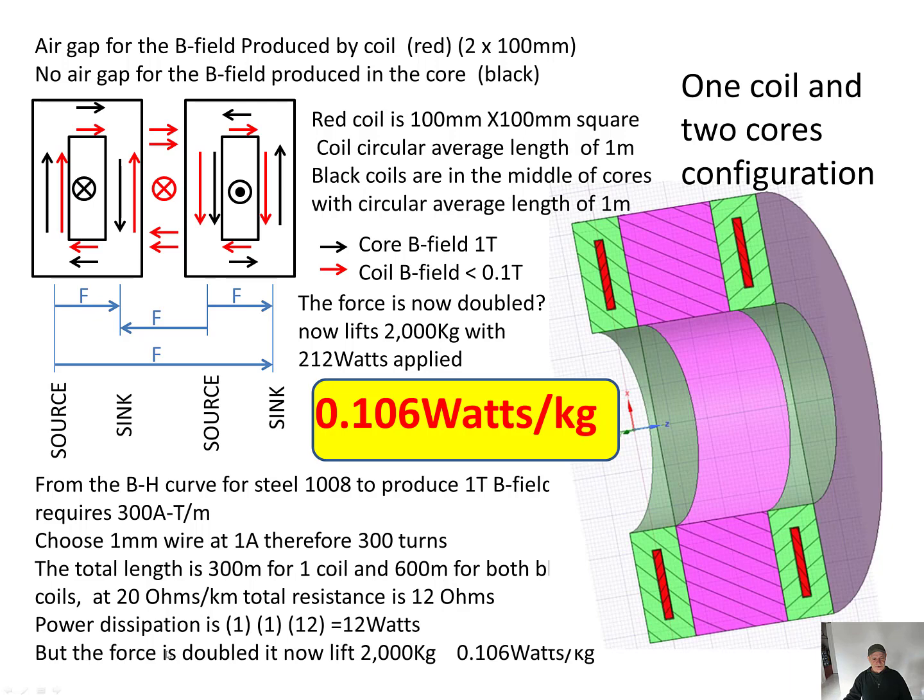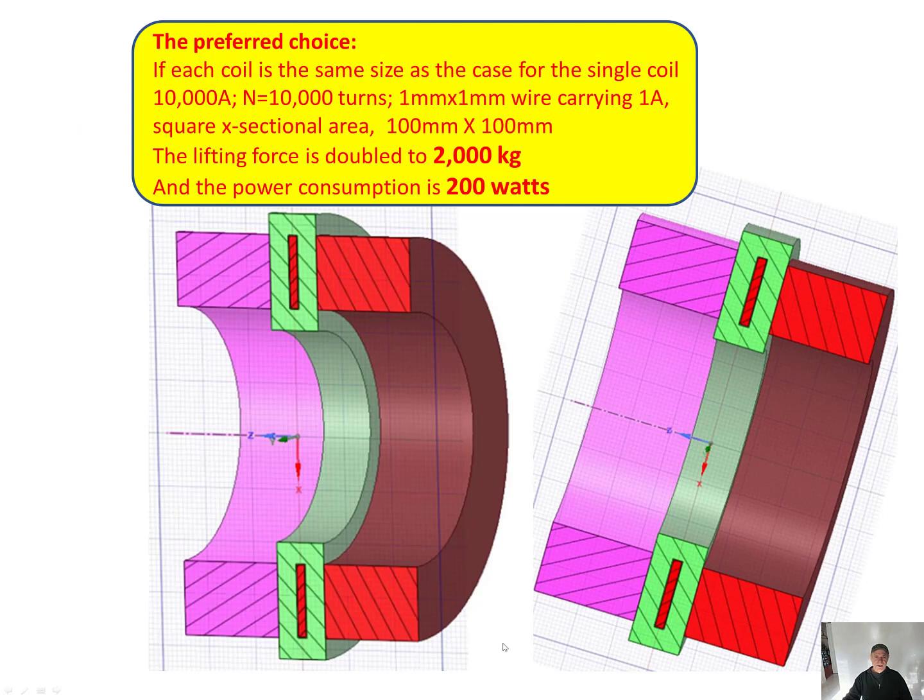So the force is double. Now it lifts 2,000 kilograms, which is about 1.106 watts per kilogram. Now this is the preferred choice. Actually, we want the core here to extend a little bit, so the effective length is from here to about here.